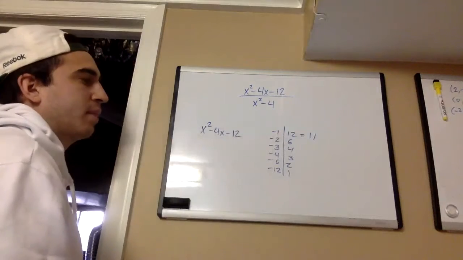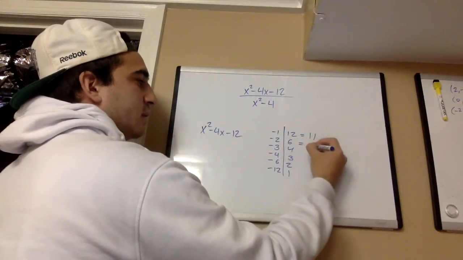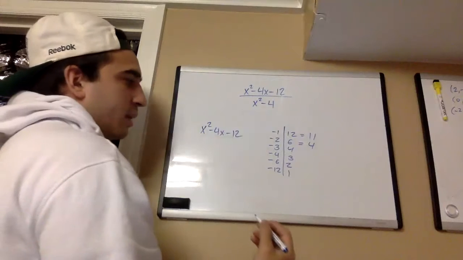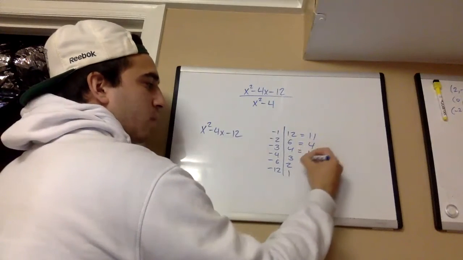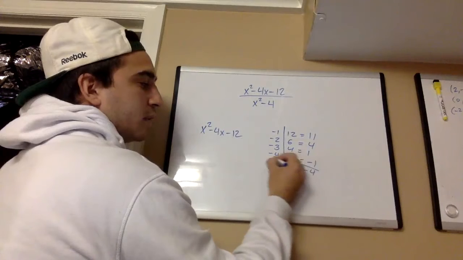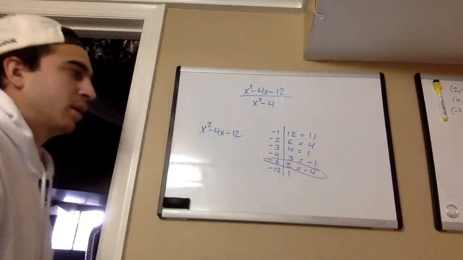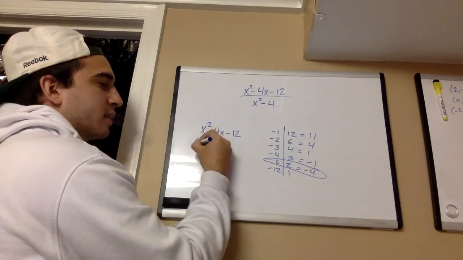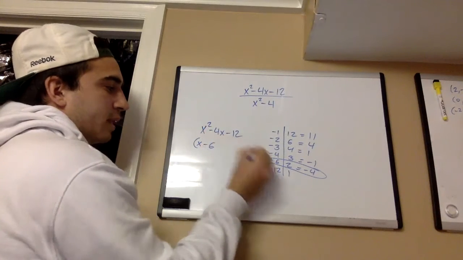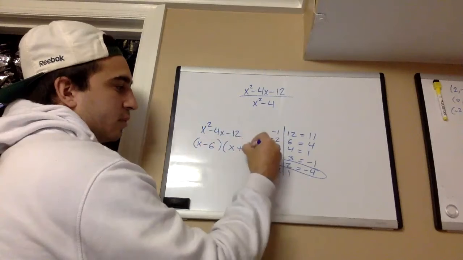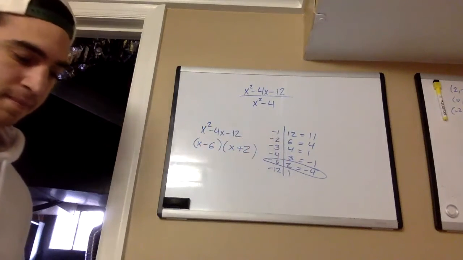If I add the first one together, I'm going to get 11. That does not equal my middle term, so that doesn't work. If I add these two, I'm going to get 4. I want a negative 4. That doesn't work. If I keep going, that's 1, negative 1, and then this one is negative 4. So this one does work. So the way that I am going to break this down is I'm going to change it into x minus 6 because there was a minus 6, and x plus 2 since it was a positive 2.